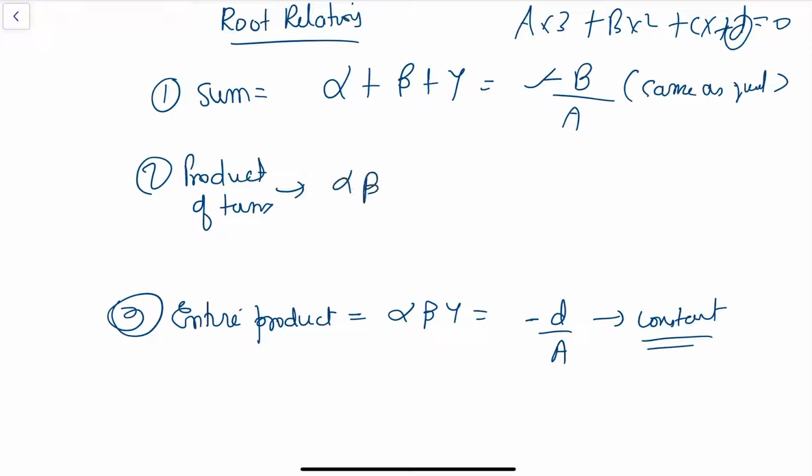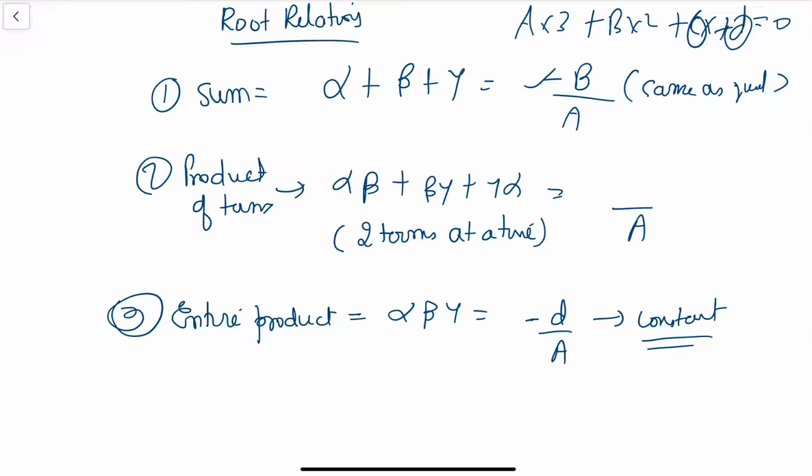Product of terms means when you multiply two terms. Alpha beta plus beta gamma plus gamma alpha. So here basically we are taking two terms at a time. Now, two terms at a time, what are we left with? Denominator will always have a. We have taken b by a, we have taken d by a. What we are left with is the c. This is c by a with a positive sign.